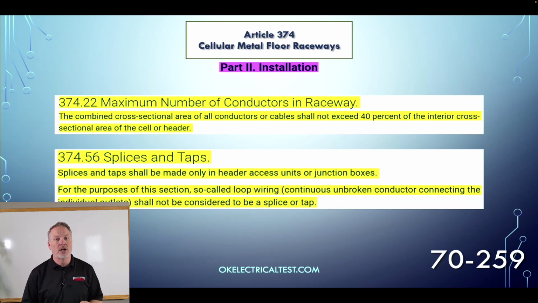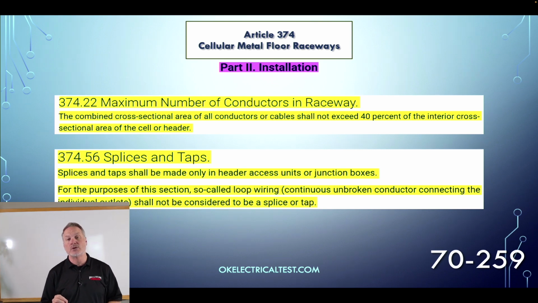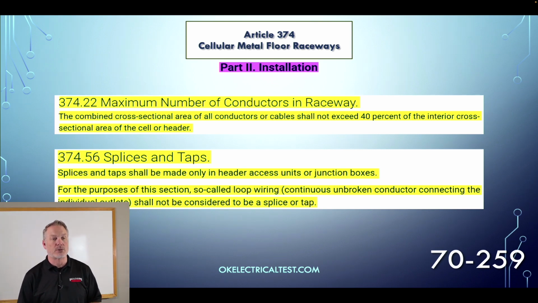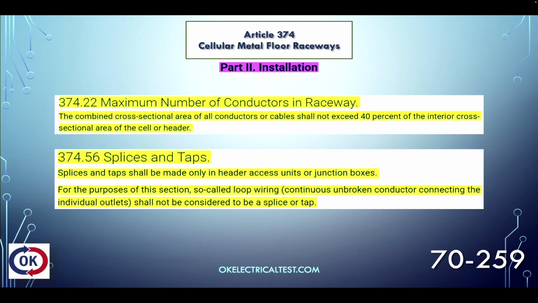Let's jump to Article 374, which is cellular metal floor raceways. And we're going to go under Part 2 installation and 374.22 maximum number of conductors in a raceway. The combined cross-sectional area of all conductors or cables shall not exceed 40% of the interior cross-sectional area of the cell or header. So our maximum fill on that is going to be 40%.